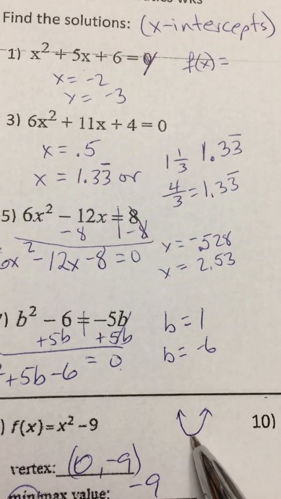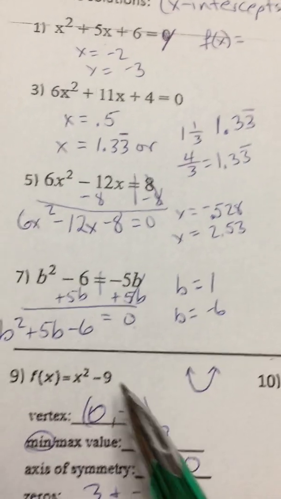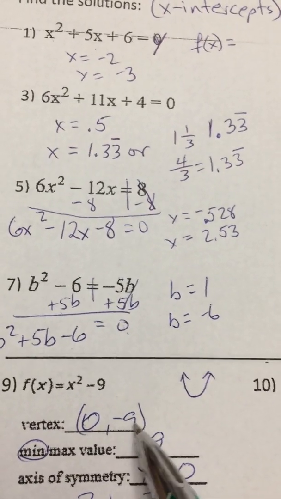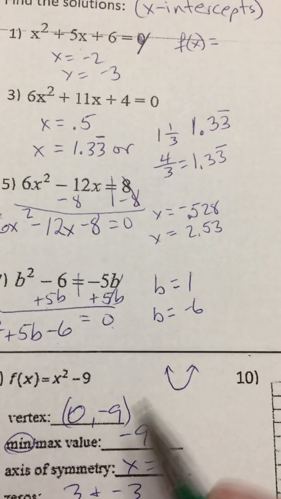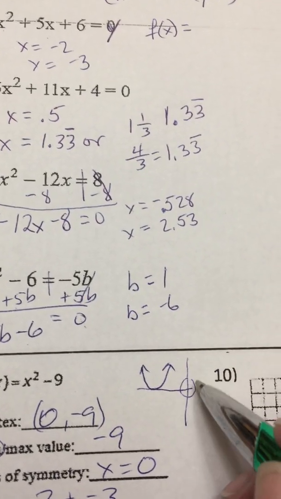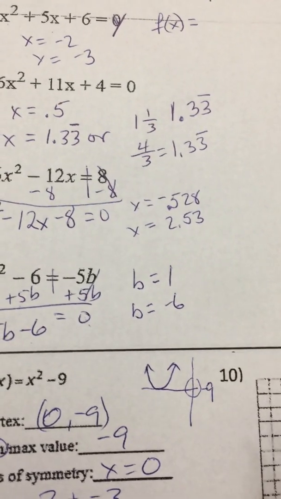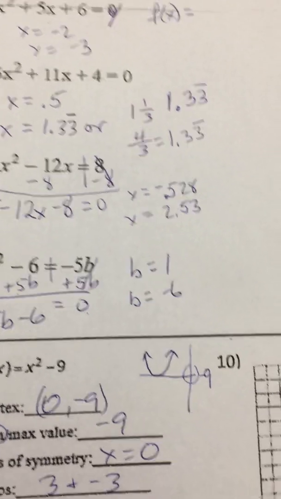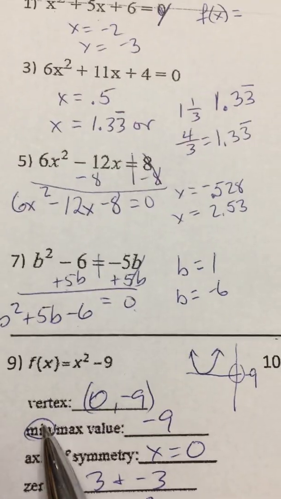So this is a minimum. It's a low spot, so you circle min. And what is the minimum number? It's the y in the vertex. That's the lowest point on the y-axis. If you take this straight across to the y-axis, you're at negative 9 on the y-axis. So that's what we're looking for, is the lowest spot or the highest spot. In this case, it was the lowest spot.